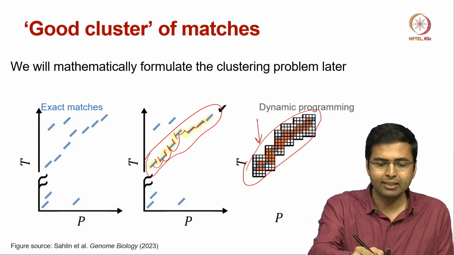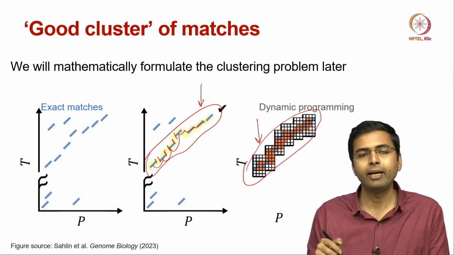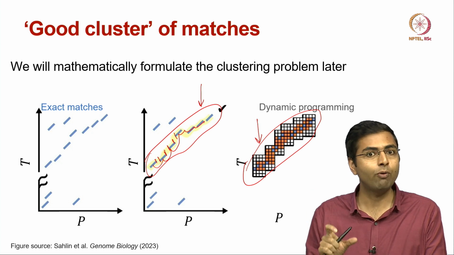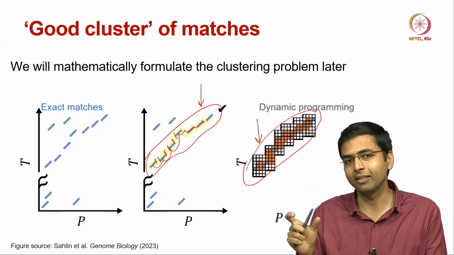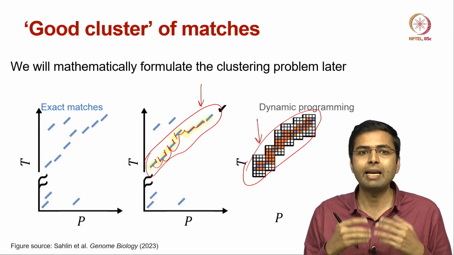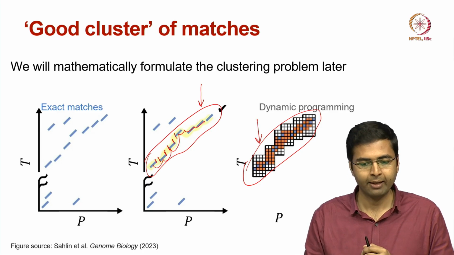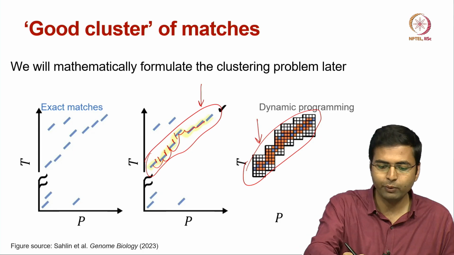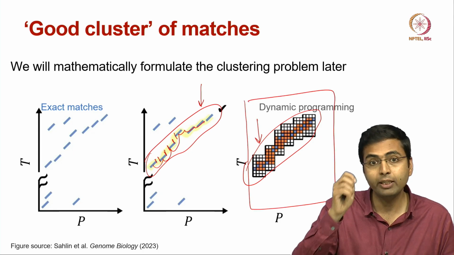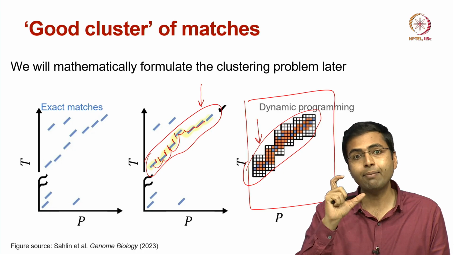Now, we will formalize this clustering problem in a later lecture. For now, I just want to give you intuition of how this clustering will roughly look and why this will help us accelerate the dynamic programming process. So, this way we are skipping the entire table computation and we are only focusing on those regions where those exact matches are located.